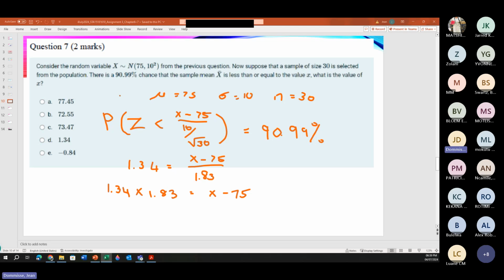Let's just work that out. Still not a very nice number to work with. So 2.45 is equal to X minus 75. So now 75 goes to that side, so we will plus 75 to the 2.45, which will give us then that X is equal to 77.45.